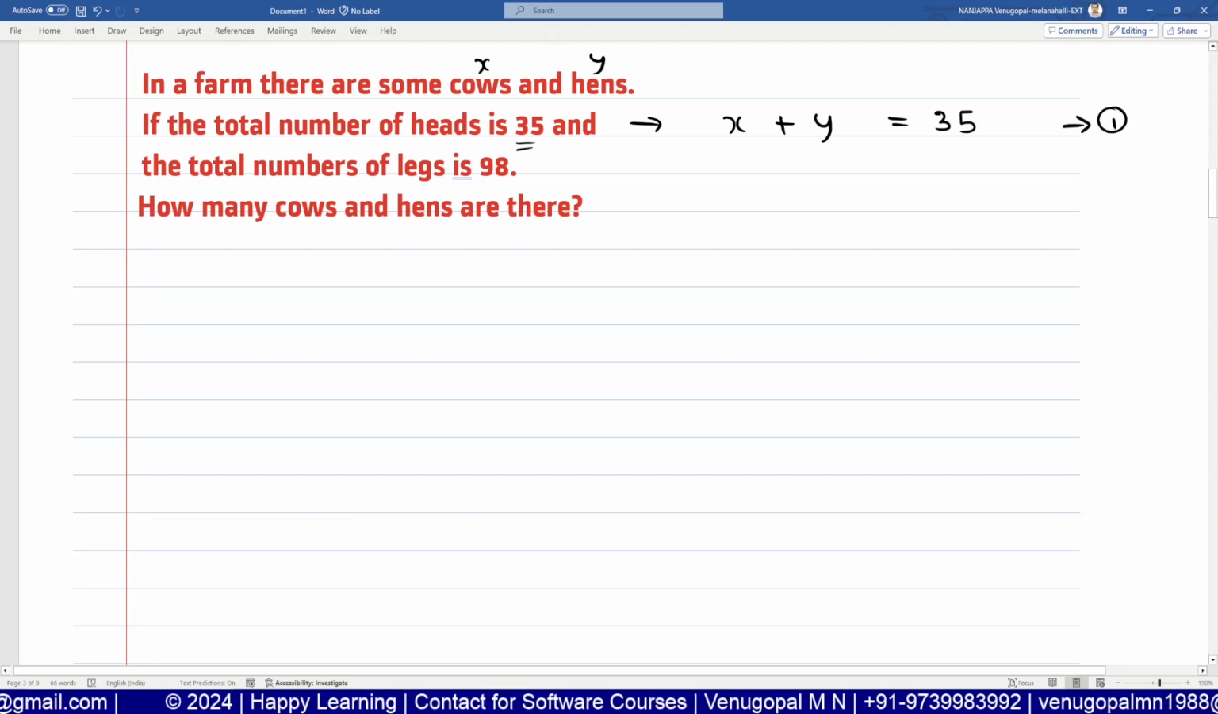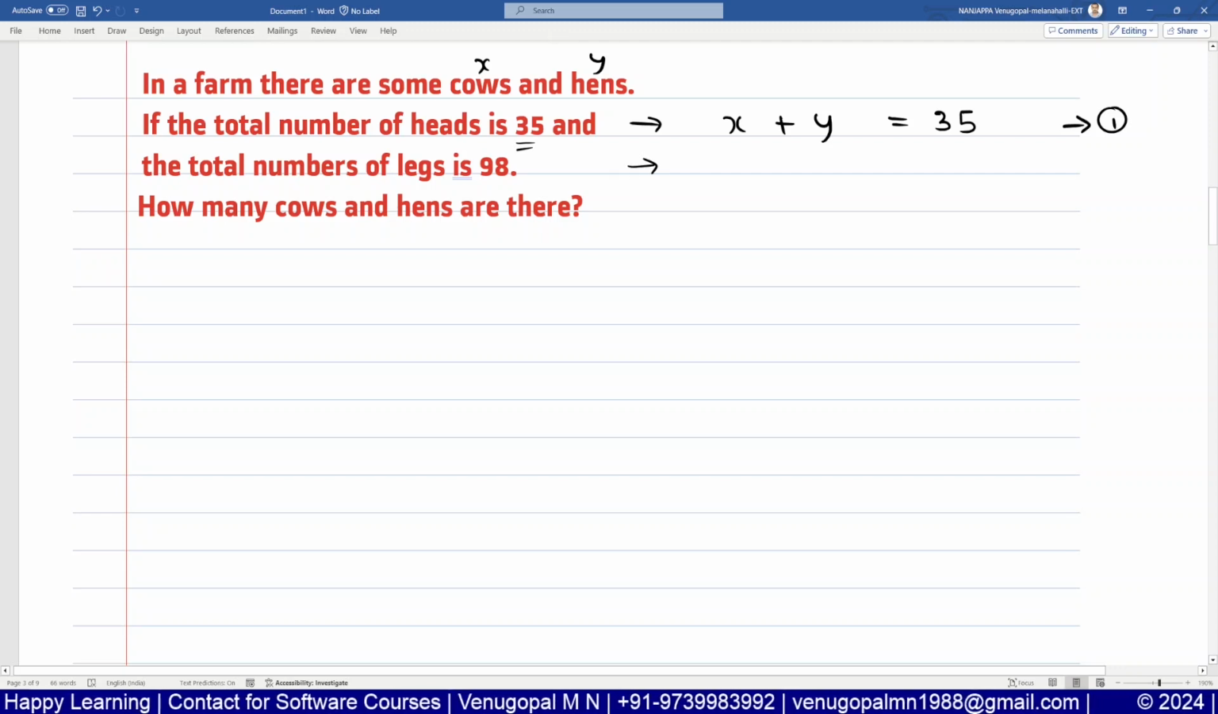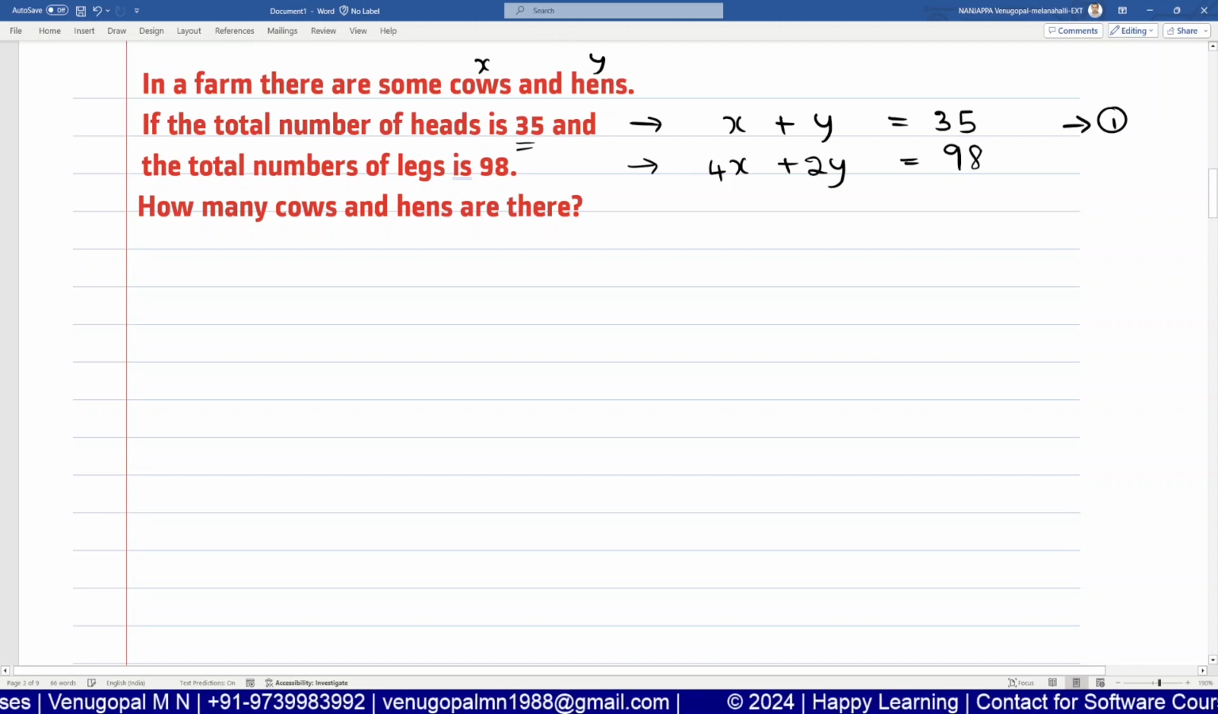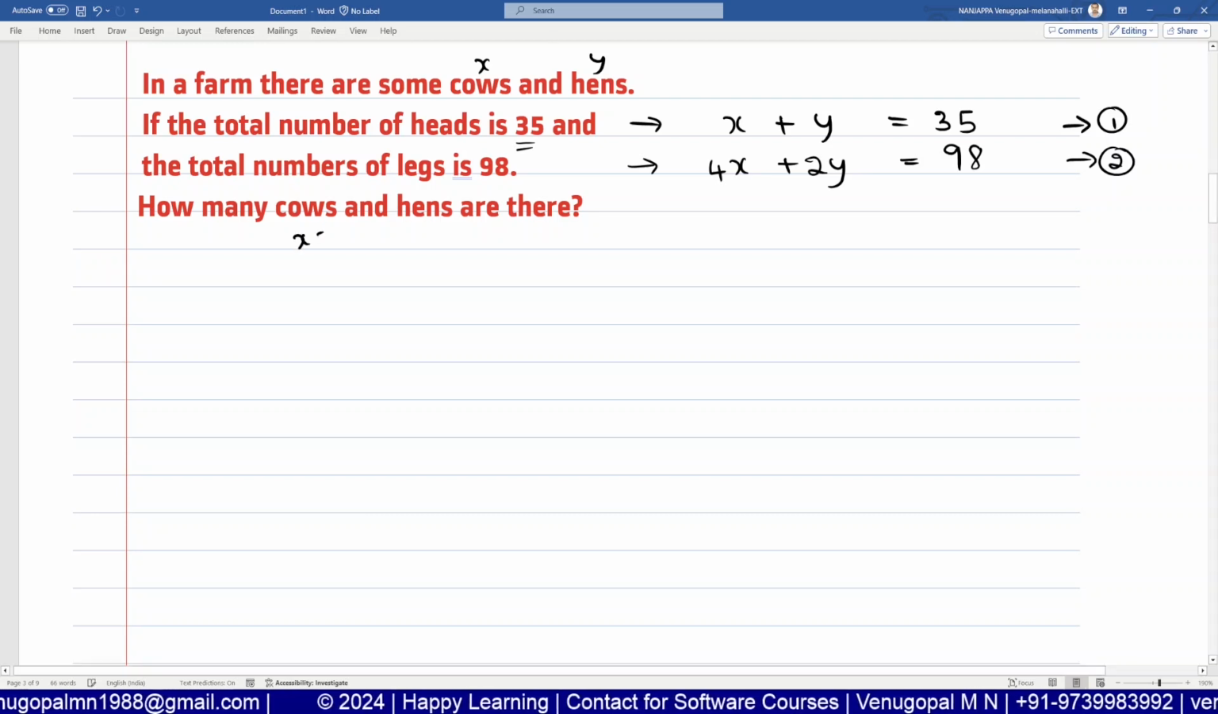Okay, and let us take another statement. The total number of legs is 98. So we all know from this statement, x means cow, right? Cow will always have 4 legs, correct? 4x plus hens will have 2 legs always, 2y is equal to 98. We call this equation 2. You see how to come up with the equations, though they are not given an equation. How many number of cows and hens are there? We will have to find out x is equal to how much and y is equal to how much.